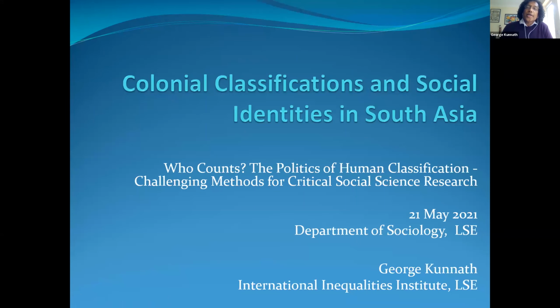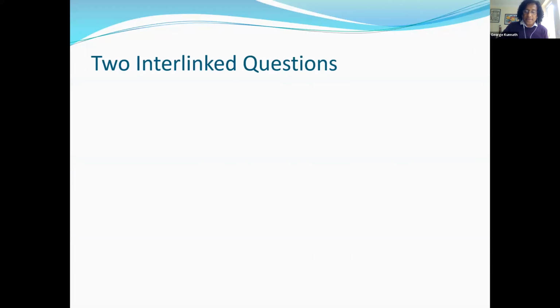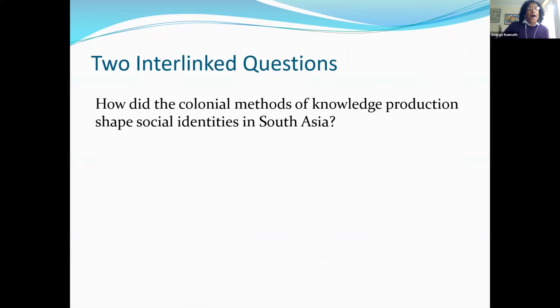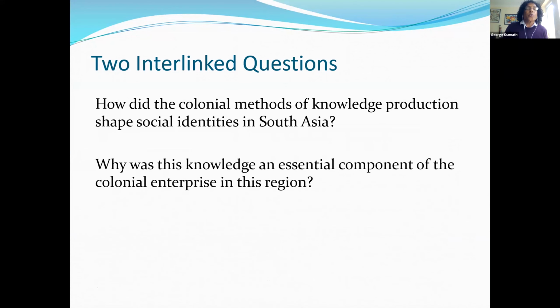My topic is colonial classification and social identities in South Asia. Now, I'm going to explore two interlinking questions. The first question is, how did the colonial methods of knowledge production shape social identities in South Asia? This being the how question, the next question is the why. Why was this knowledge an essential component of the colonial enterprise in this region?